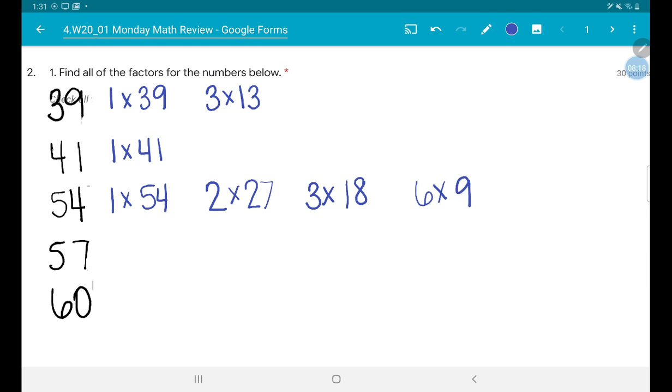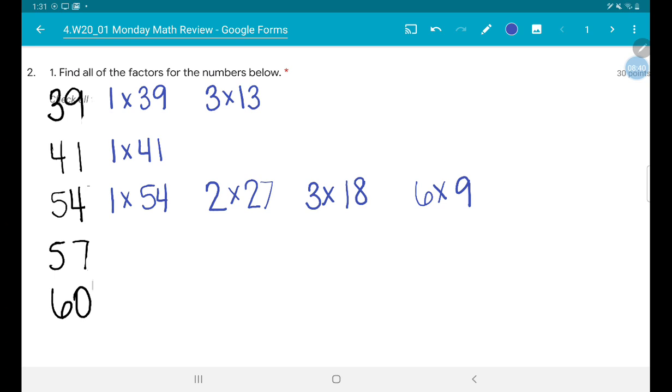So 6 and 9 are also factors. Now I need to check 7. 7 times 7 is 49. 7 times 8 is 56. So that's not going to work. Okay. 8.